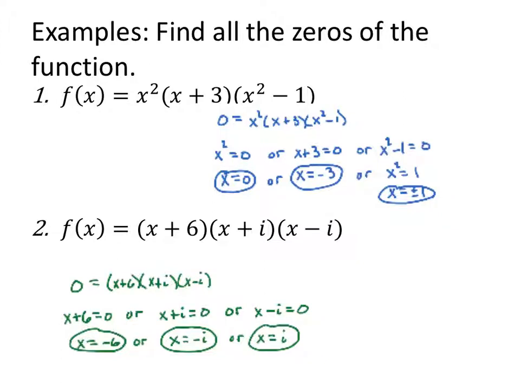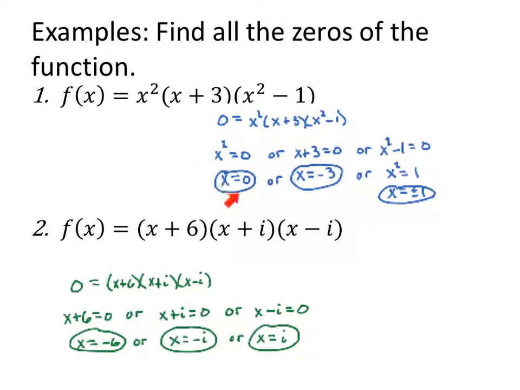So let's find all the zeros of some functions that are already in factored form. Finding zeros means replace f of x with 0. You want to find the roots, the x values, where the graph crosses the x-axis. So we're going to set y equal to 0. 0 equals x squared times x plus 3 times x squared minus 1. If we're multiplying things together to get 0, then either x squared is 0, or x plus 3 is 0, or x squared minus 1 is 0. We can solve each of these individually.